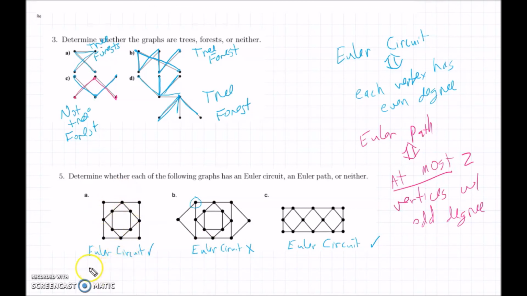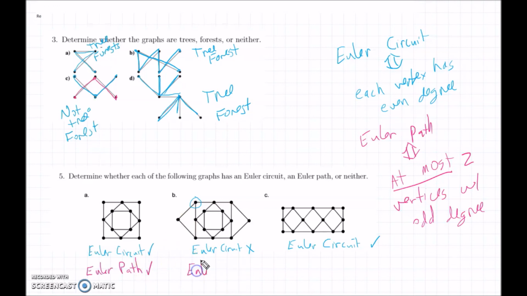They're all even. So that means there is an Euler path, because remember the conditions are, it's an Euler path if it has at most 2 vertices with odd degree. That means it can have none, it can have 1, or it can have 2, and there's still an Euler path, as long as there is at most 2 vertices with odd degree. So this one has none, so there is an Euler path.